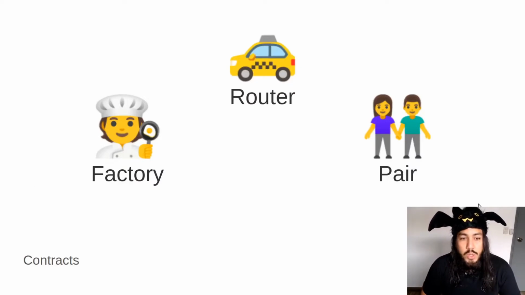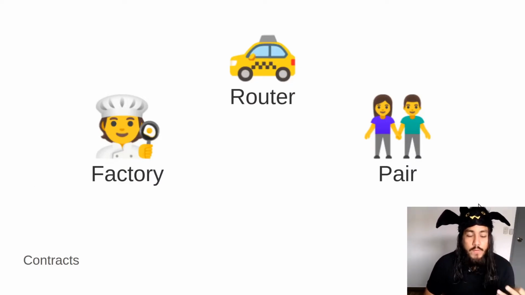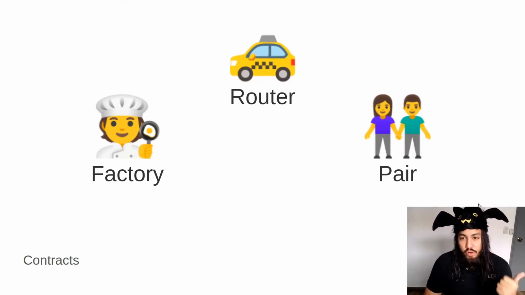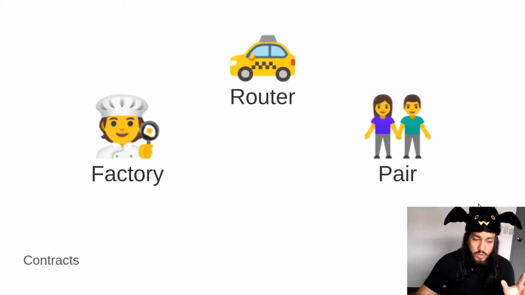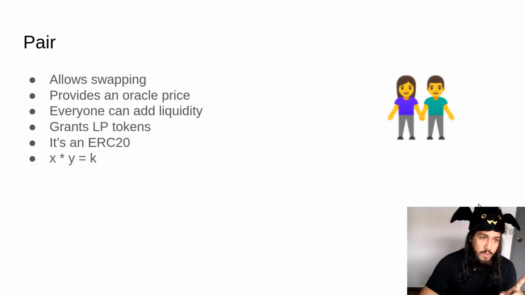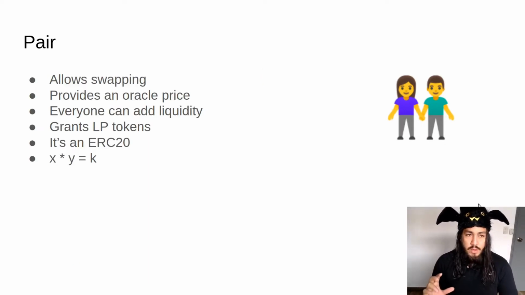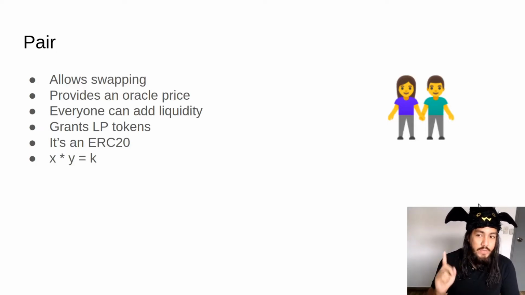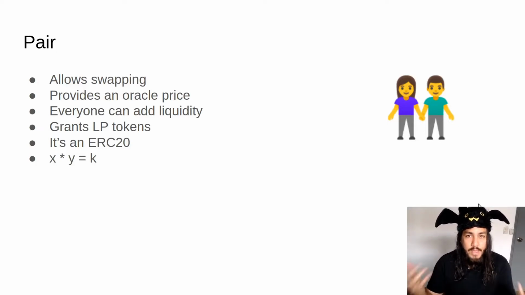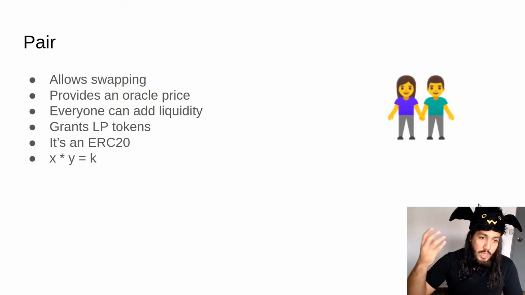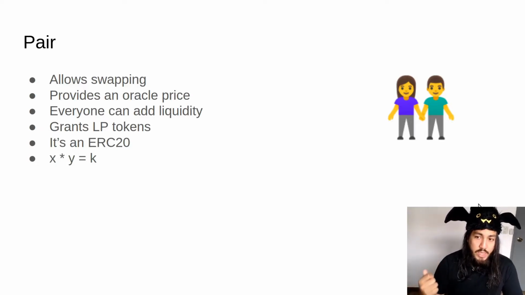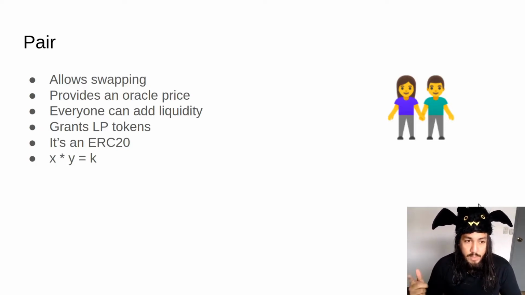Now into the contracts, we're going to talk about the three main smart contracts of Uniswap: the factory, the router, and the pair. We're going to discuss each one. First, the pairs. The pair is the most important contract because it allows swapping and also gives an oracle price. It also can define a price, as we said, it's a market maker, and it allows everyone to deposit liquidity and earn a yield from it for every transaction.